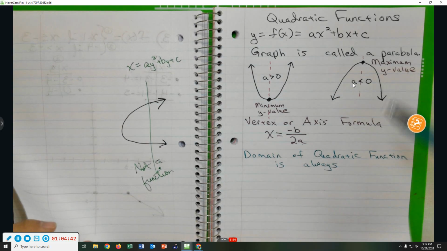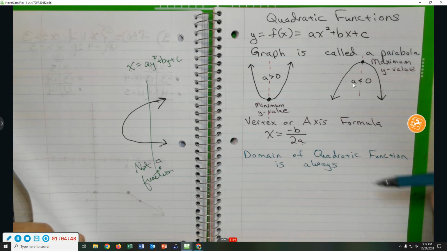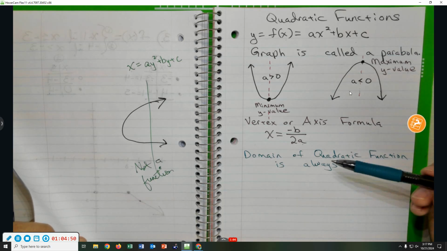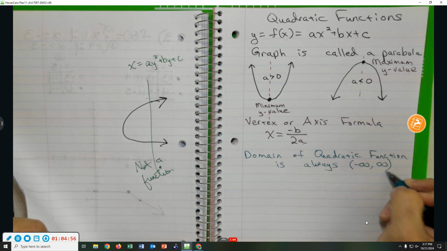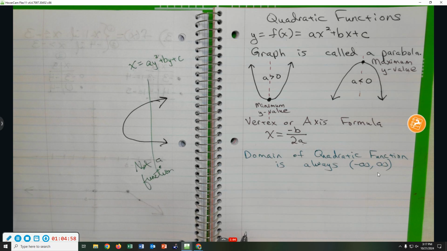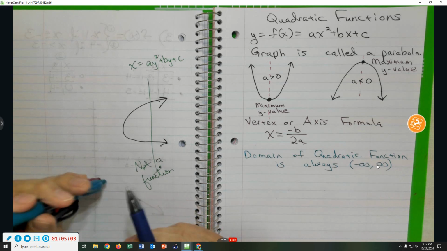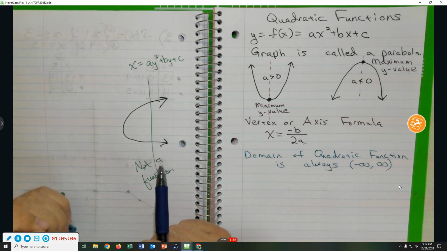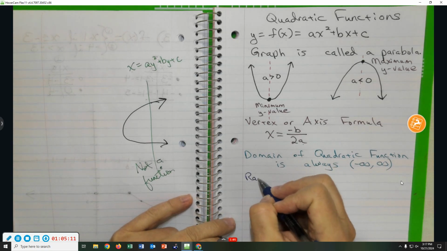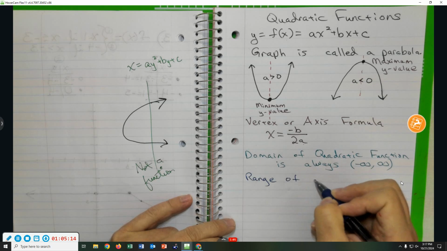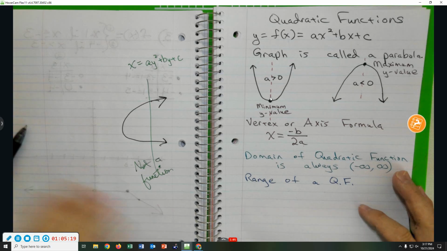So quadratic functions aren't going to have square roots or fractions with variables under them. So it doesn't matter what the quadratic function is. The domain is always negative infinity to positive infinity. There's going to be some problems where it asks you, what's the domain of this quadratic function? Now, the range for quadratic functions takes a little more explanation. We'll look at two different possibilities.